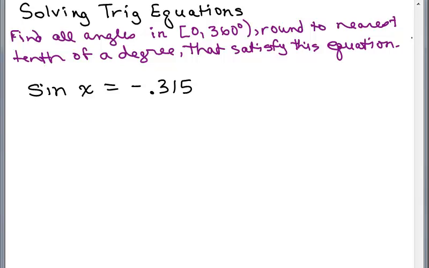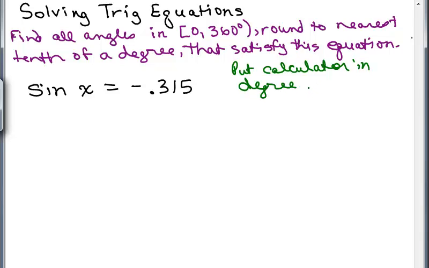All right, we're going to solve this trig equation. Sine of x equals negative 0.315, and we're trying to find all angles in the interval 0 to 360 degrees. So first of all, make sure that your calculator is in degree mode. Otherwise, you'll get it in radians. That's because we're looking for something between 0 and 360.